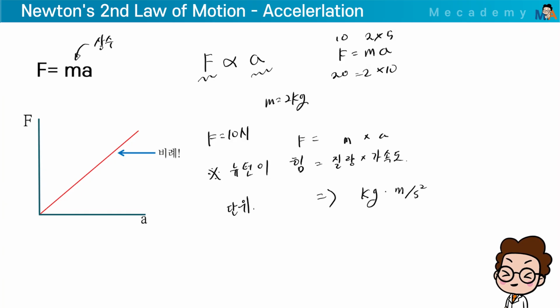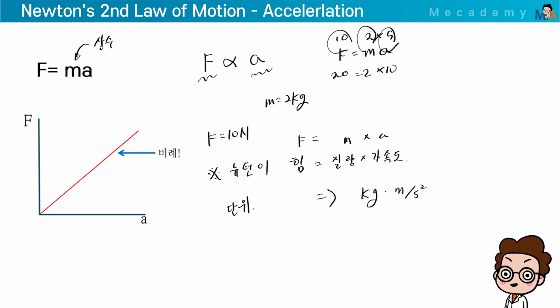Then you can't keep writing it as kilogram meter per second squared like this. For example, saying 5 times 2 equals 10 kilogram meter per second squared force makes it difficult to use continuously. So what did he do?